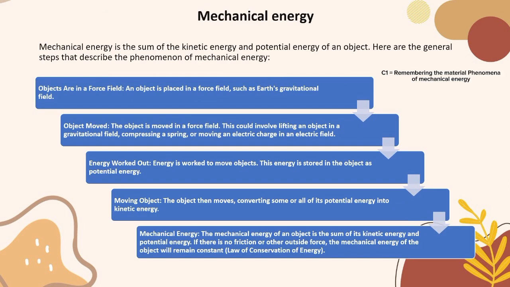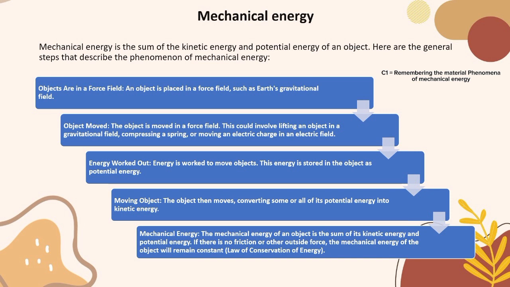Next, mechanical energy. Mechanical energy is the sum of kinetic energy and potential energy of an object. Here are the general steps that describe the phenomenon of mechanical energy. Objects are in a force field. An object is placed in a force field, such as Earth's gravitational field. The object moves. The object is moved in a force field.